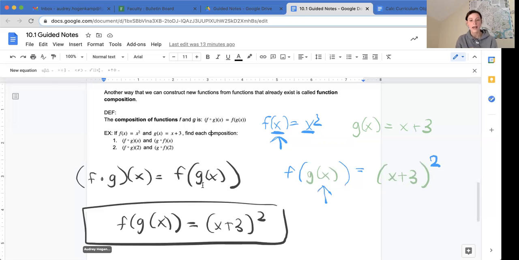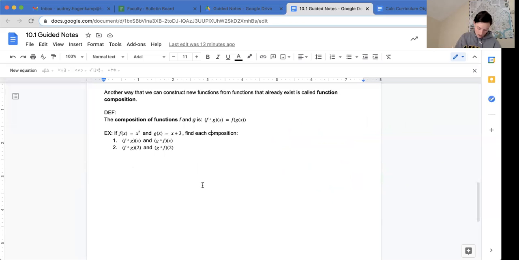Okay, so again, bear with me as we continue to do these examples. If you're confused, hang in there. This one's a hard one, but they're going to get a little bit more natural, a little bit easier. Okay, so let's do g of f of x.